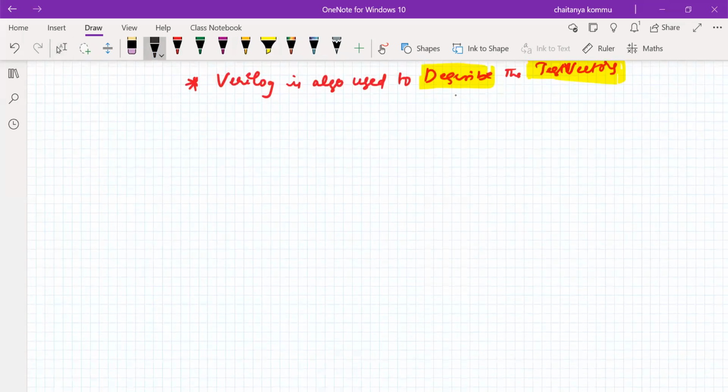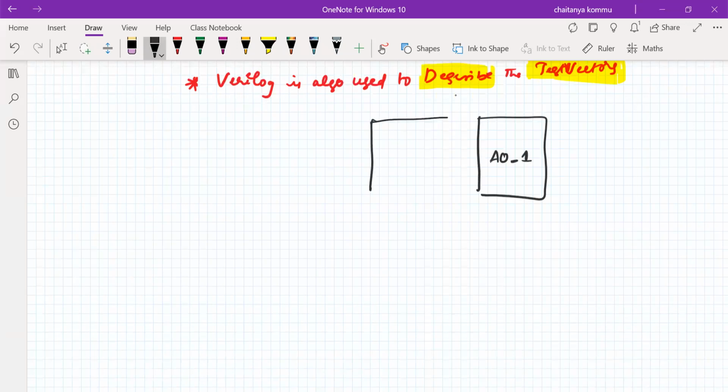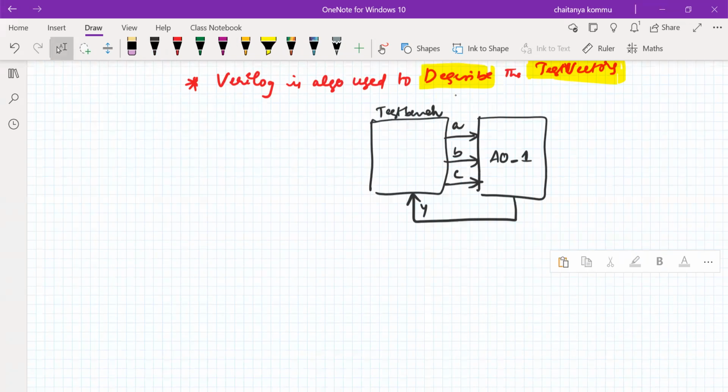So again, this is my hardware, a real AOI circuit, AO_1 circuit. It requires the test bench. The test bench generates the inputs A, B and C, and takes the output Y. Of course, the Y connection is a little difficult to understand for the time being. Just understand that the test bench will generate the necessary signals to the AOI circuit, right?